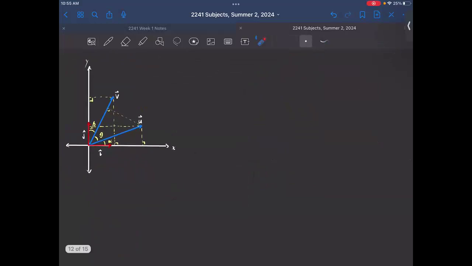You can do the same thing in 3 dimensions. It is just a lot more difficult because you have to use spherical trigonometry. There is an easier way, which I'll show you right after, but I want to show you how to do it the trigonometric way so that you have some practice with this. Okay, so what do we do?